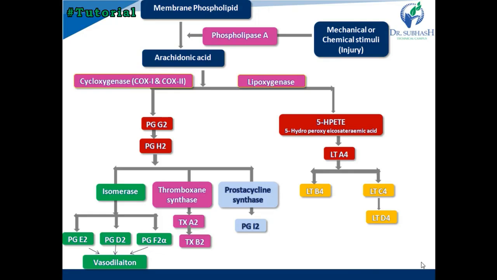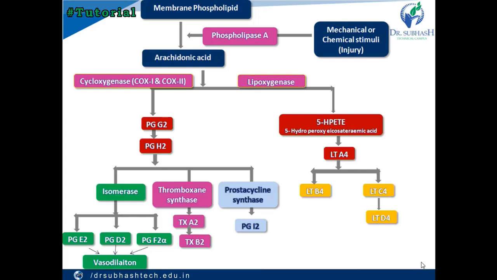Again, injury activates phospholipase enzyme, which releases arachidonic acid from membrane phospholipid. On arachidonic acid, 2 enzymes work. One is cyclooxygenase and second is lipooxygenase. In the cyclooxygenase pathway, first prostaglandin G2 is produced, then H2 is produced, and on H2 three enzymes work: isomerase, thromboxane synthase, and prostacyclin synthase. Isomerase produces three prostaglandins, E2, D2 and F2, which cause vasodilation, mostly responsible for inflammation. Thromboxane synthase produces thromboxanes, prostacyclin synthase produces prostaglandin I2. On the other side, lipoxygenase produces leukotrienes B4, C4 and D4, which also cause vasodilation, which is responsible for inflammation.